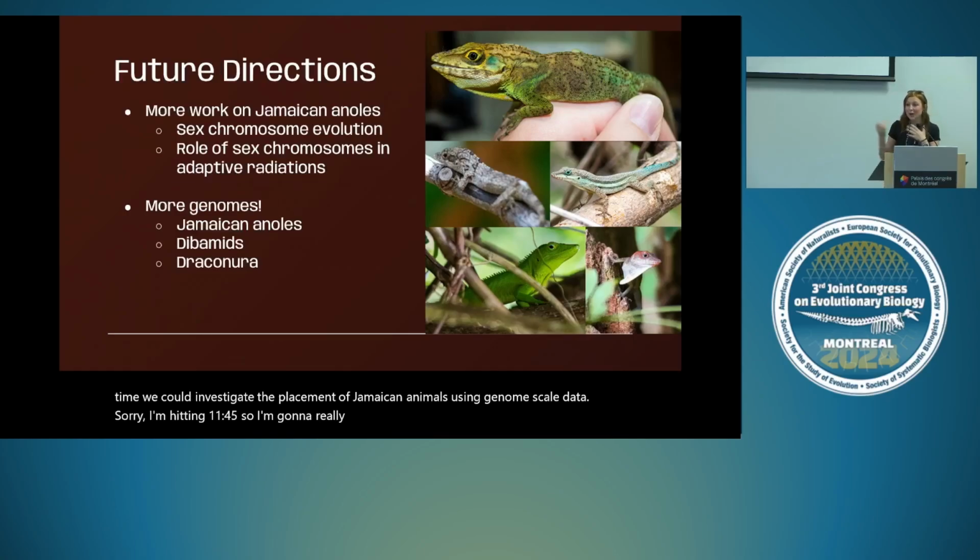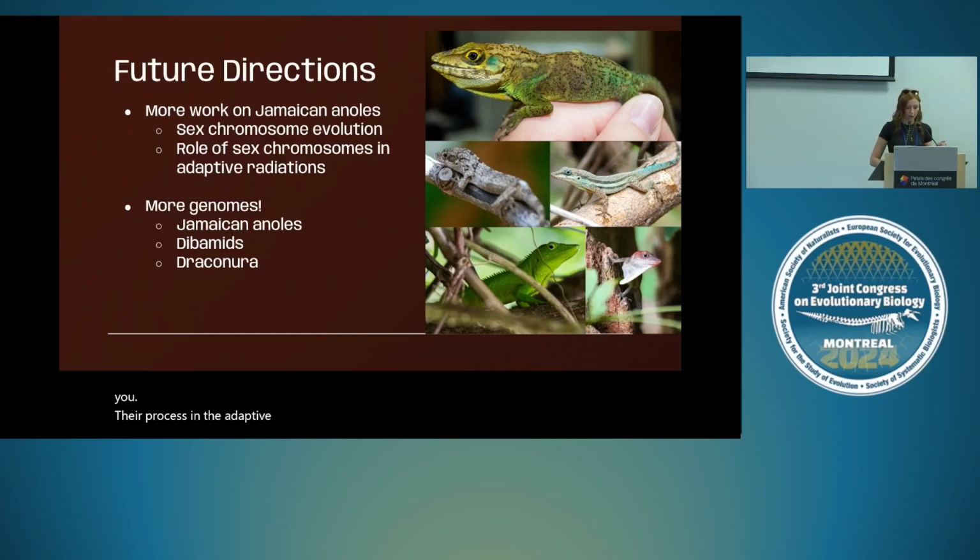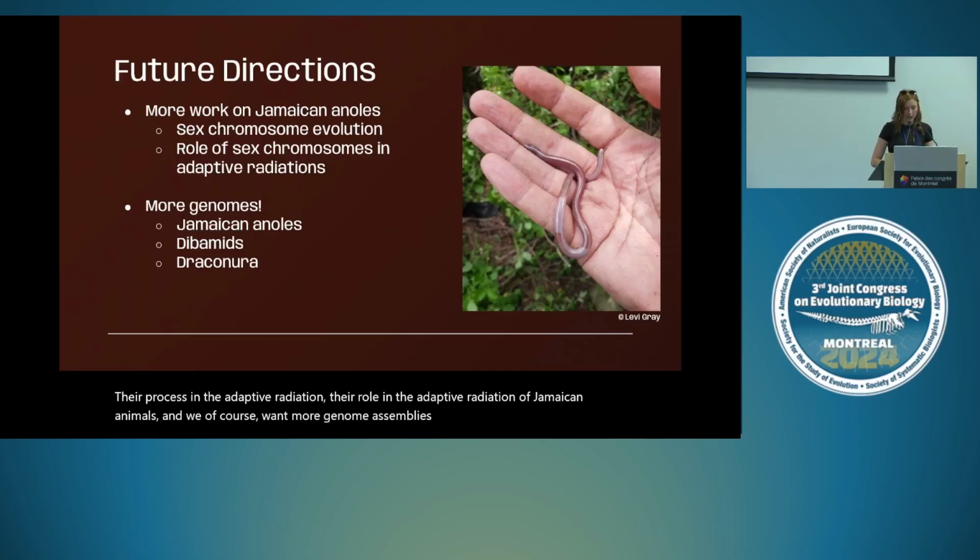For future directions, we obviously want more work on Jamaican anoles. Looking at sex chromosome evolution can tell us about their role in the adaptive radiation of Jamaican anoles. And we, of course, want more genome assemblies from Jamaican anoles, as well as Dibamia, if we're going to be looking at some of the squamate relationships that I didn't talk too much about here.